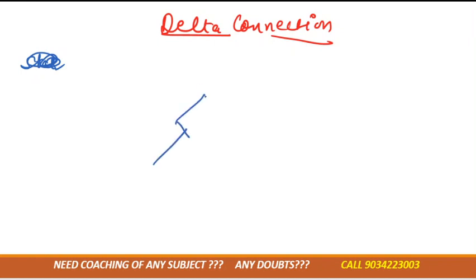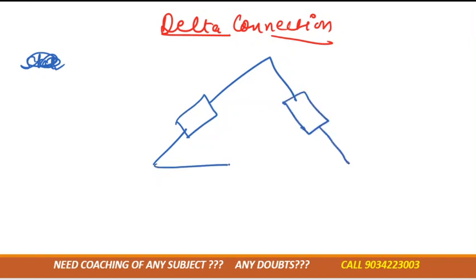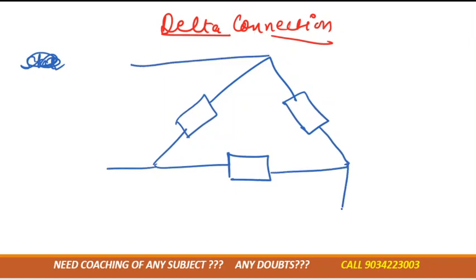Suppose we have a delta connection like this. This is a delta connection. In this, we have three wires. One is R, one is Y, and one is B. So we'll first see the line voltage.